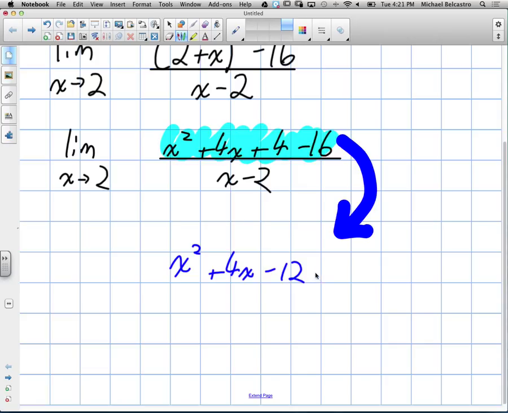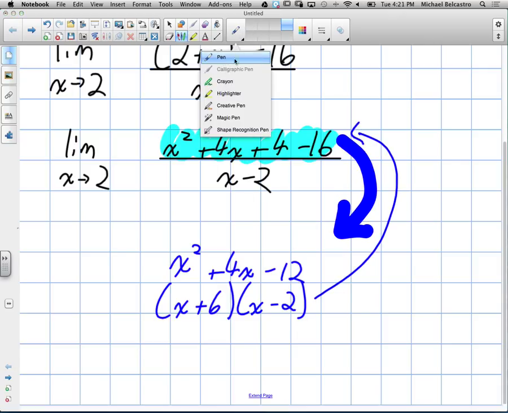Then what we want to do is factor this. So we're going to look for two numbers that multiply to negative 12 and add to 4. And positive 6 and negative 2 will work. Does that make sense for you? Okay, so x plus 6 and x minus 2 are our factors. So now what we'll do is the same idea as plugging this back in. We've replaced everything.